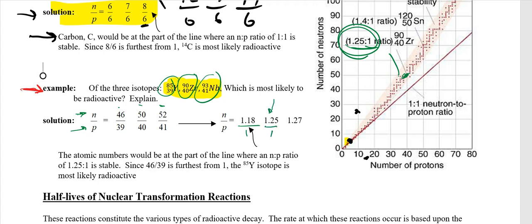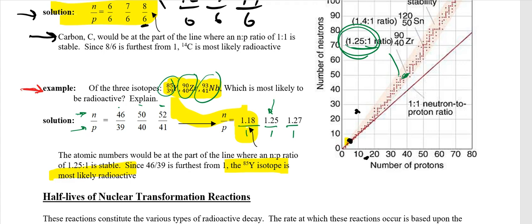That looks like the most stable because it is the ratio 1.27 to 1. The winner here, the one that's most likely to be radioactive, is the one furthest from 1.25 to 1. And in that case, that would be this guy. He's 0.07 away. He's 0.02. So this guy is the yttrium. Okay, so it looks like the yttrium-85 isotope is most likely radioactive.